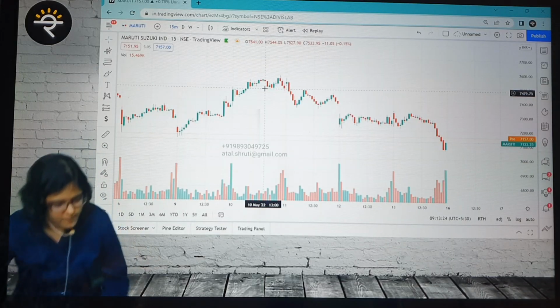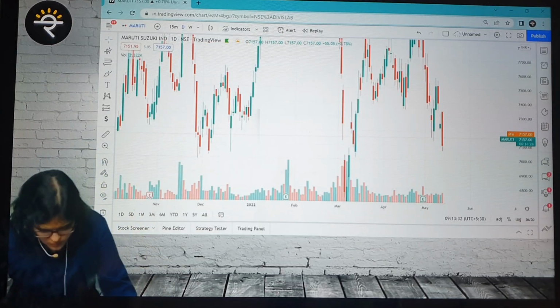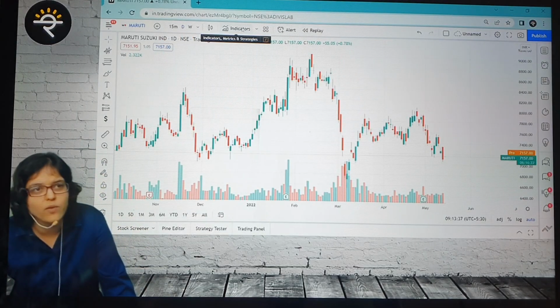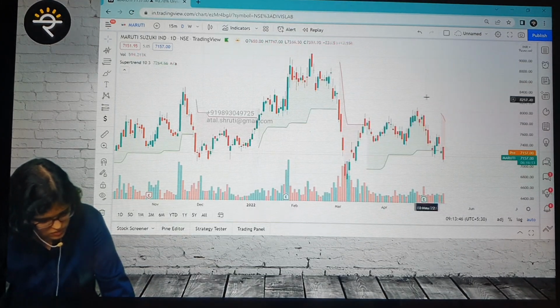Okay, here, the last one is Supertrend. Again, a trend indicator only. Whether I'm above the average or below the average. Is the trend changing or not? Okay, so the last one is Supertrend. Again, same thing. Where do I go? Indicators. Search Supertrend. Click close.